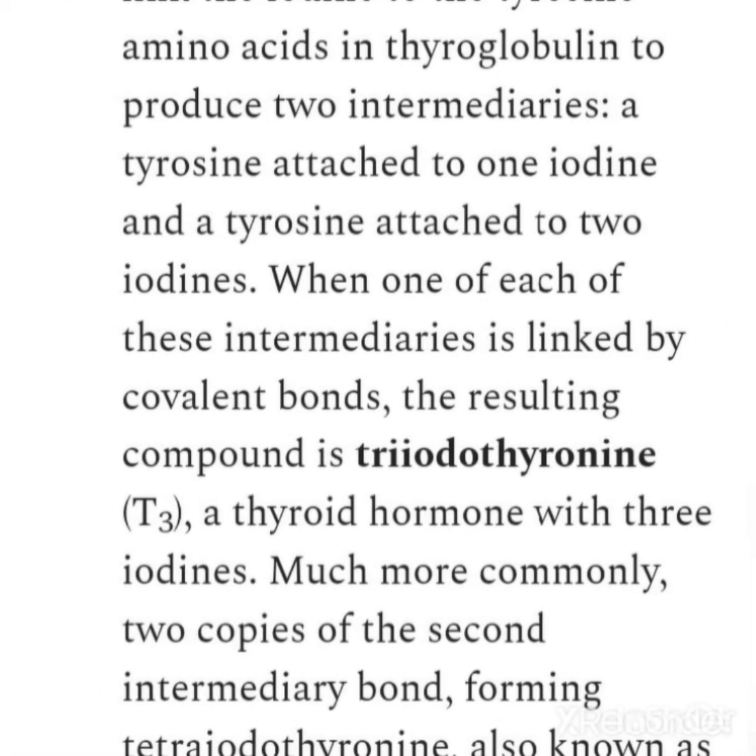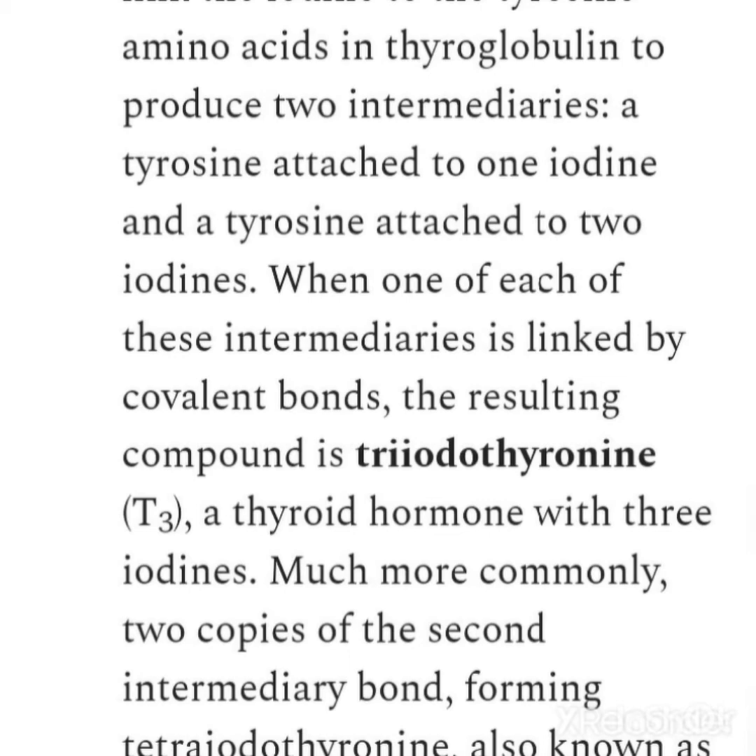Third, in the colloid, the peroxidase enzymes are present. This enzyme helps in linking iodine to the tyrosine amino acid in thyroglobulin to produce two intermediates: a tyrosine attached to one iodine and a tyrosine attached to two iodines.